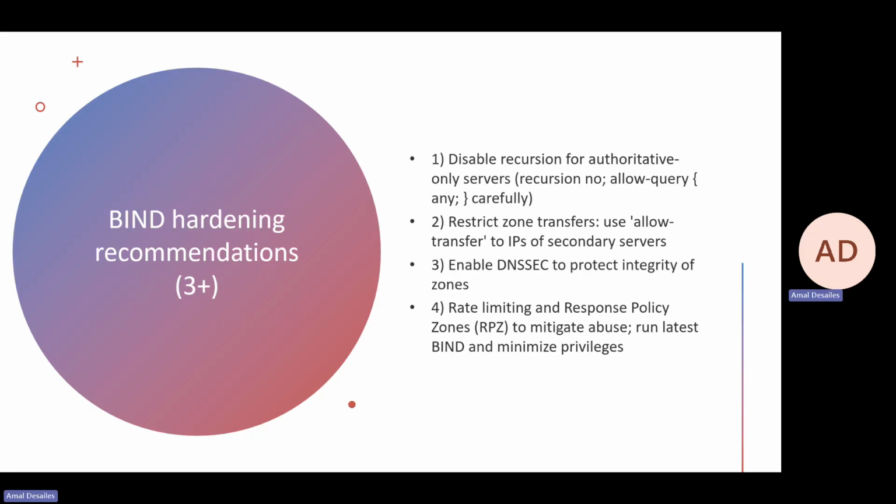Then hardening. There are three hardening steps for BIND. Disable recursion if your server is authoritative only. This prevents abuse. Restrict the zone transfers using allow-transfer so only trusted servers can replicate the data. Enable DNSSEC to prevent spoofing and also ensure record integrity. For even more protection, apply rate limiting and run the daemon with minimal privileges.